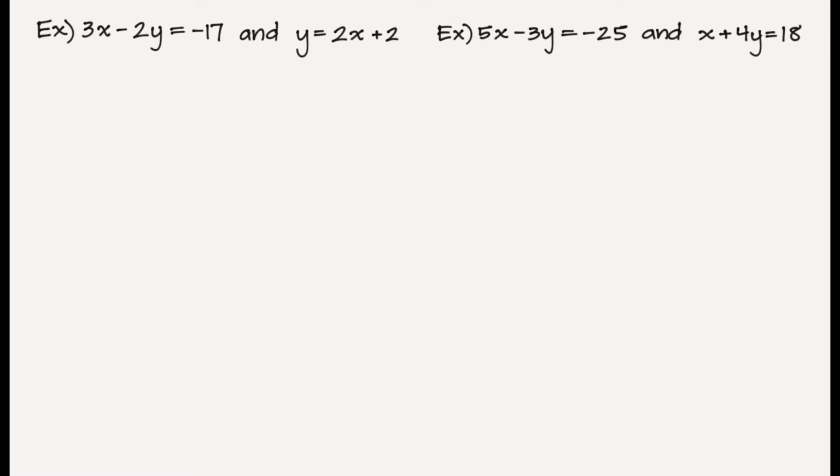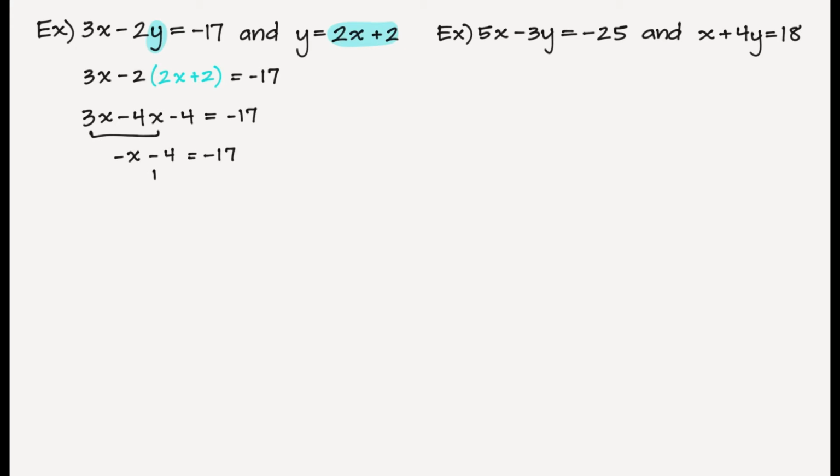Let's see. My second equation is already equal to y, so I'm going to substitute what it's equal to in the first equation. So that's 3x minus 2 times (2x plus 2) is equal to negative 17. All right, let's go ahead and use distribution. So that's 3x minus 4x minus 4 is equal to negative 17. 3x minus 4x again is negative x. And then I can add 4 to both sides of my equation. I'm left with negative x is equal to negative 13. When I divide both sides by negative 1, x is equal to positive 13.